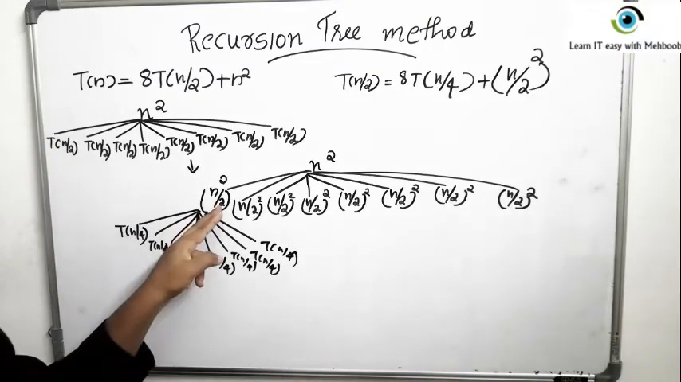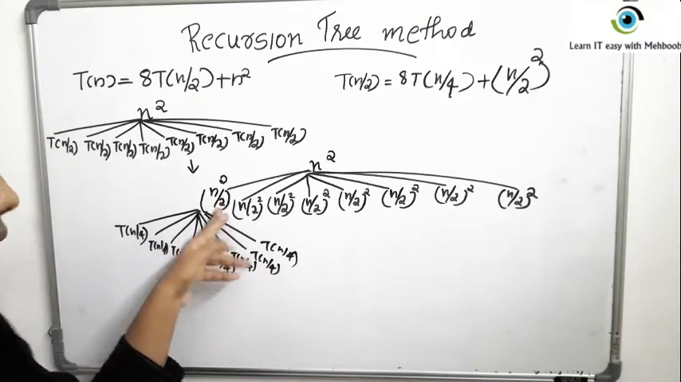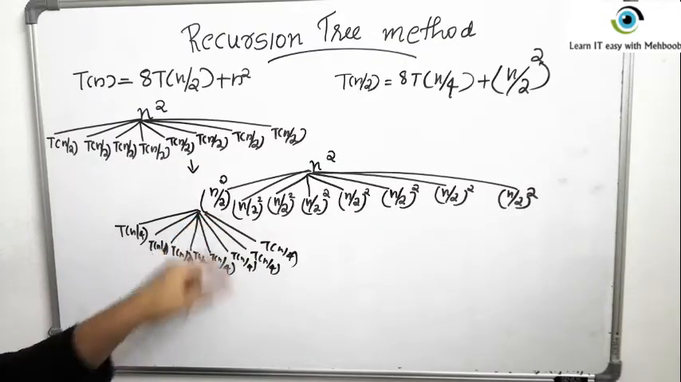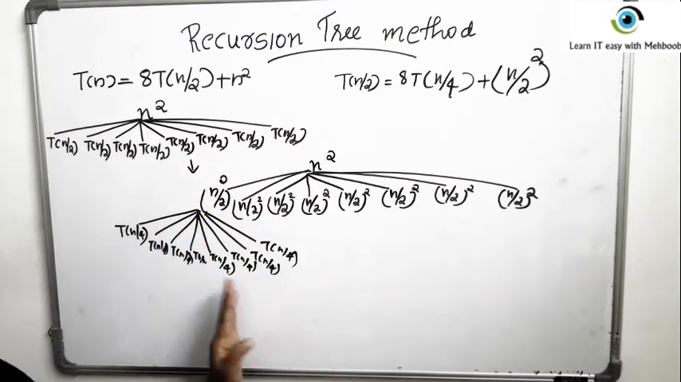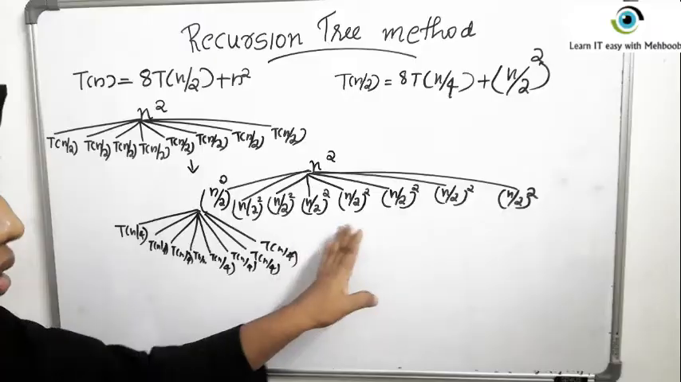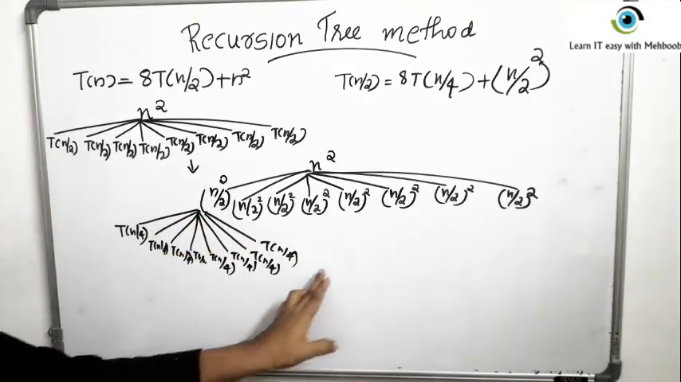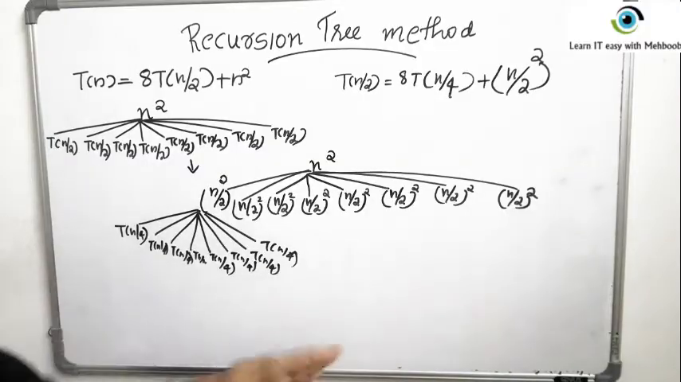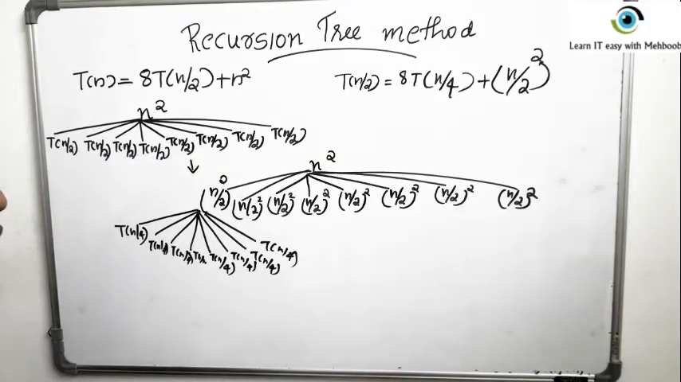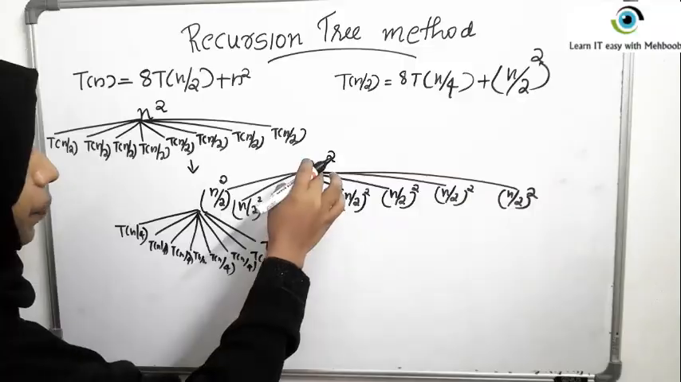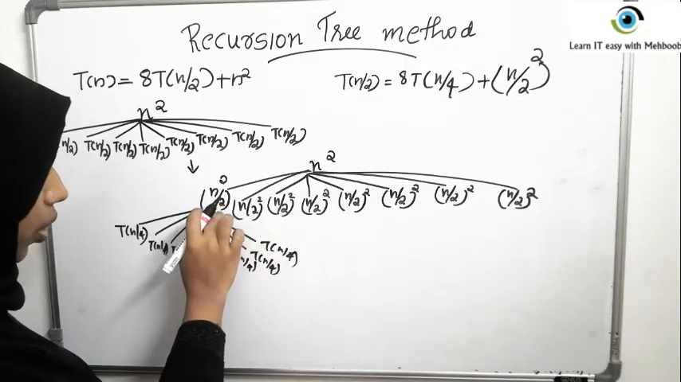That is, each node will be the root of the subtree having 8 more children, and it should be done for all these nodes. So 8 8s are 64. 64 nodes will be there in this level, and it goes on like that. So hope you understood the pattern. This will be n square. This is n by 2 the whole square.